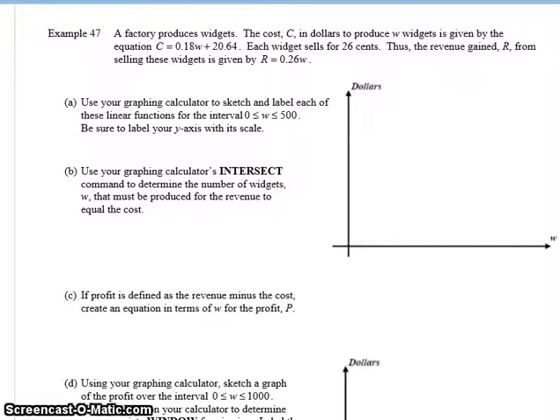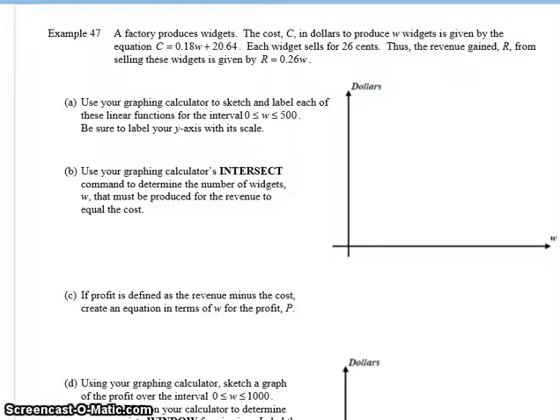Example 47. This one's a little bit harder, so bear with me. A lot of this is a ton of calculator work, and I apologize for not being able to show you the calculator, but I will try and walk you through it as best I can just by descriptions here, okay? So basically it says you have a factory that produces widgets. The cost C, so total cost C, that's like your Y, in dollars to produce W widgets, which is like your X, is given by the equation, and you guys can read that.